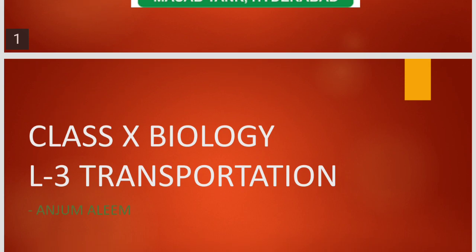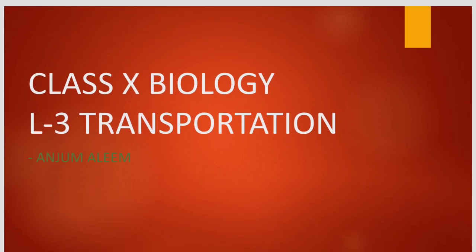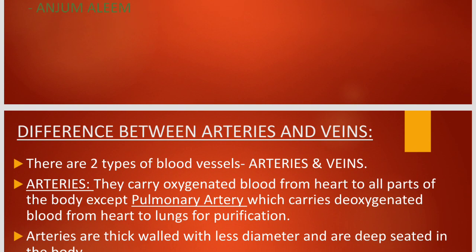If you all remember, we started with lesson number 3, transportation, in our previous video. Today I shall continue further. We have covered the internal structure of the heart, where we saw the blood vessels entering the heart and the valves present in the heart, and I also explained the circulation of blood through the heart. Today we will deal with the difference between arteries and veins.